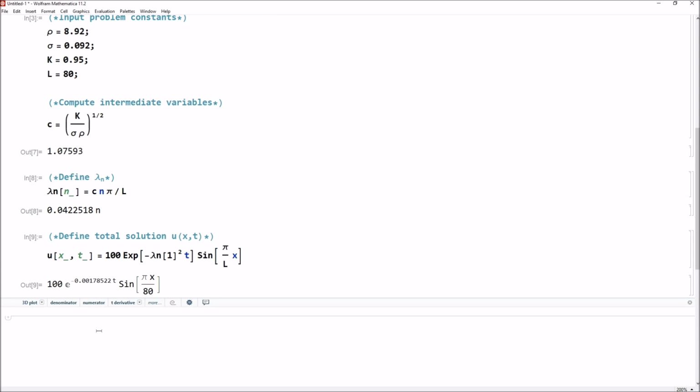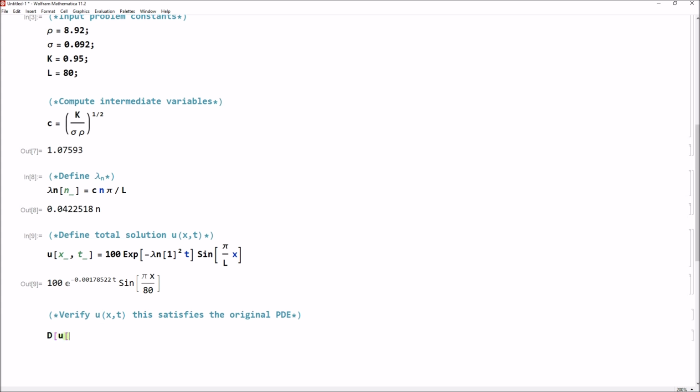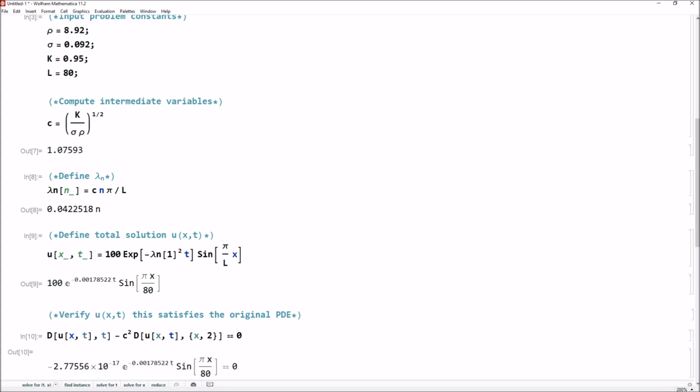So now let's go ahead and verify that this satisfies the original PDE, right? So we want to make sure that, tell you what, let's just verify that our total solution u of x, t satisfies the original PDE. So if you remember, our PDE for the 1D heat equation was we had to take u of x, t and take its derivative with respect to t. So here's partial u with respect to t minus c squared, and then I needed partial u with respect to x twice, right? So that should equal 0 here. And let's shift enter that, and that seems like it is not quite 0.